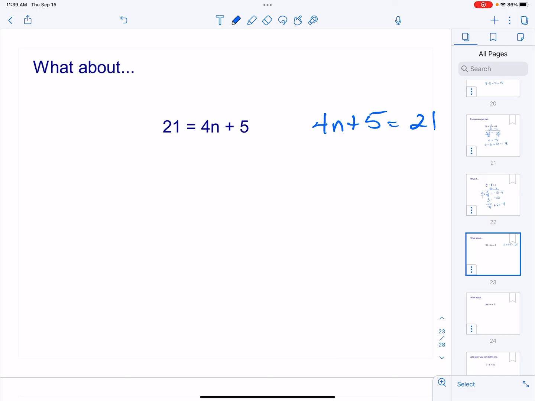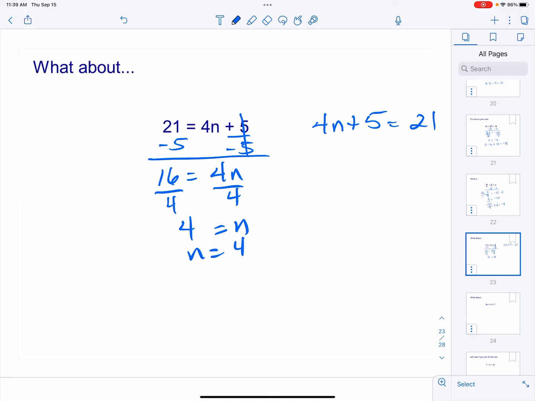Okay, so let's see. I need to first get rid of this plus 5. We do that by doing a minus 5. And so I do a minus 5 over here. So now I do the math. 21 take away 5 gives me 16 equals. My 5s are going to go away, and we'll be left with 4n. So I divide both sides by 4, and I end up with 16 divided by 4 is 4. 4 is equal to n, or n is equal to 4, whichever way you want to see it. So in essence, 21 is equal to 4 times 4 plus 5. And if you do the math, it does work. Now, if you work the problem using this other equation, you're going to get the same exact answer.